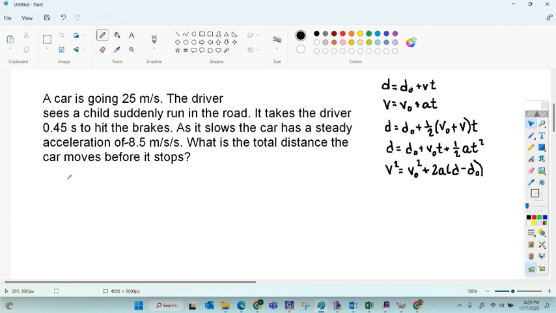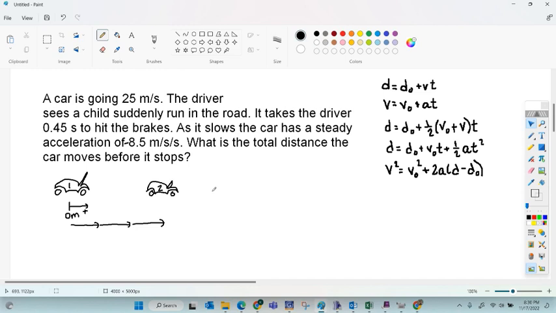So let's take a look at this scenario. So we have two things happening. We have the car moving right along, okay, and we're going to let 0 be here and positive this direction. And during that first 0.45 seconds, it's continuing to just move along at that constant speed. Okay, so here's our location 1, here's our location 2. So here's our constant speed happening. Okay, there we go.